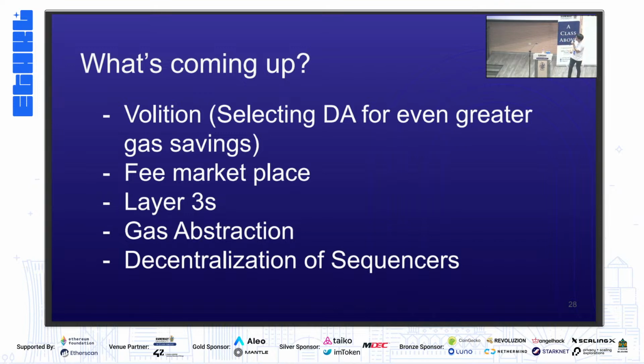And the most important thing, people have been asking, sequencers are centralized. So there are talks and discussions and a bit of research, I think some of them done by my colleague here, Ashraf. Decentralizing your sequencers is under works.